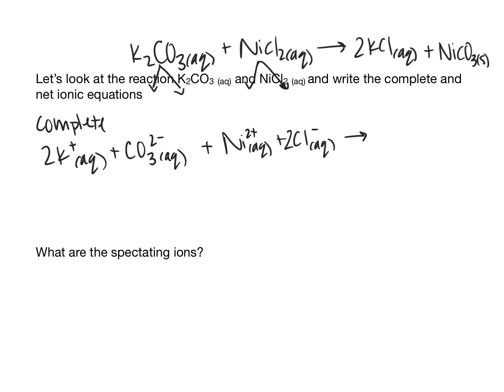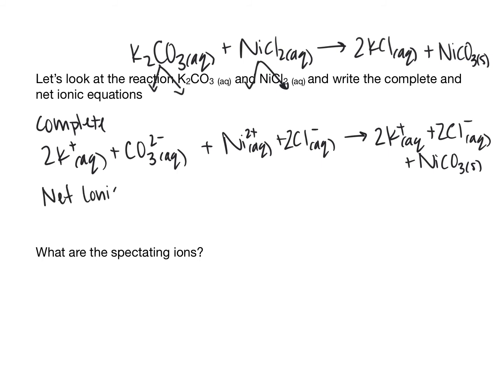Now, for the products, we have 2K plus aqueous plus 2Cl minus aqueous. Now, the nickel carbonate, because it is a solid and insoluble, does not decompose into its ions, so it lives together. So the complete ionic shows you all of the different components. Now the net ionic only shows you what is present, not on both sides.